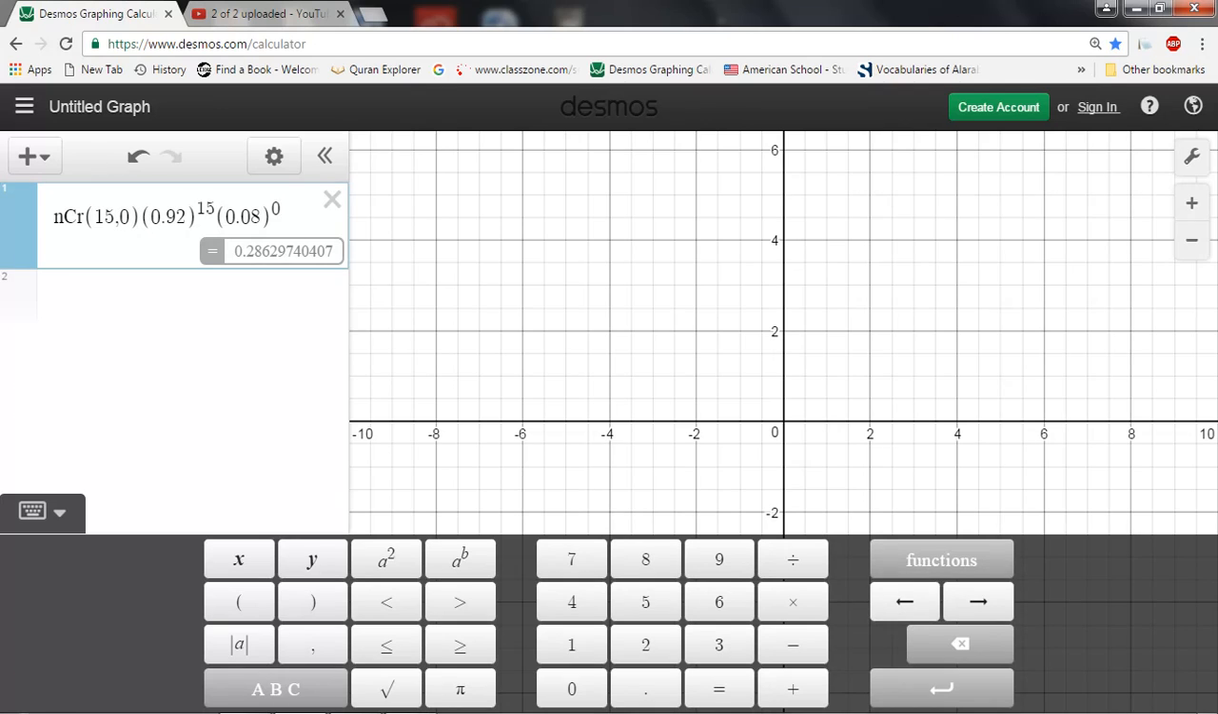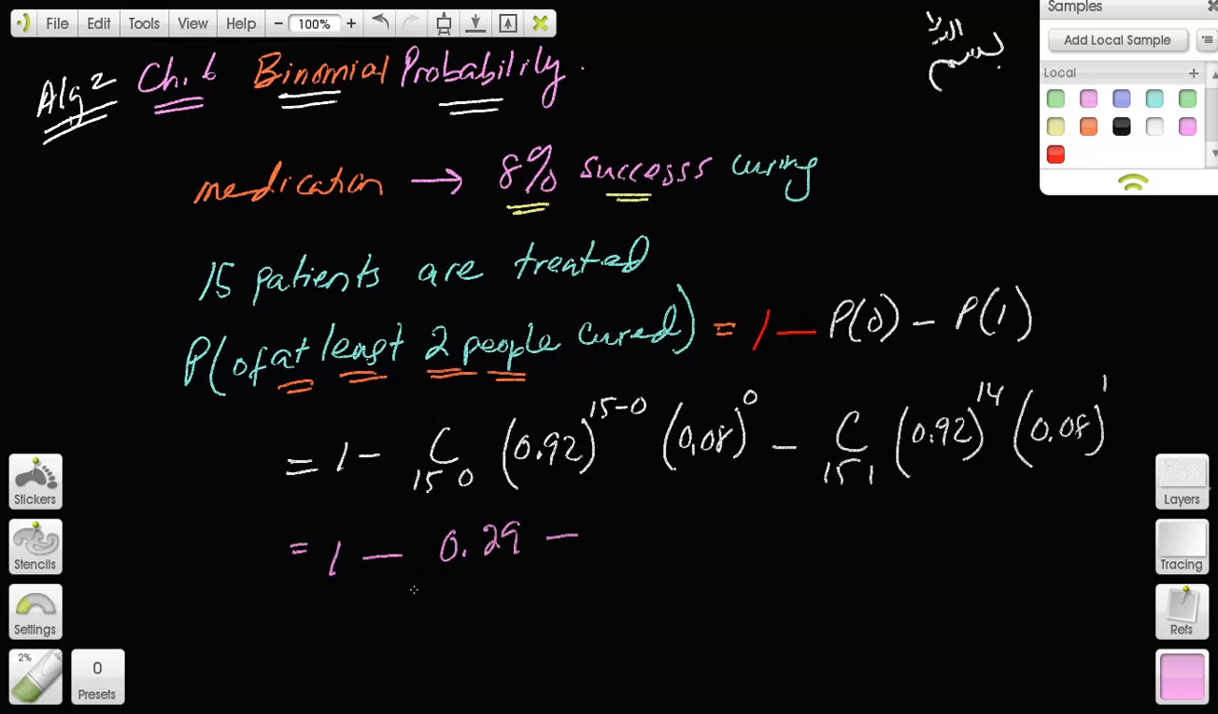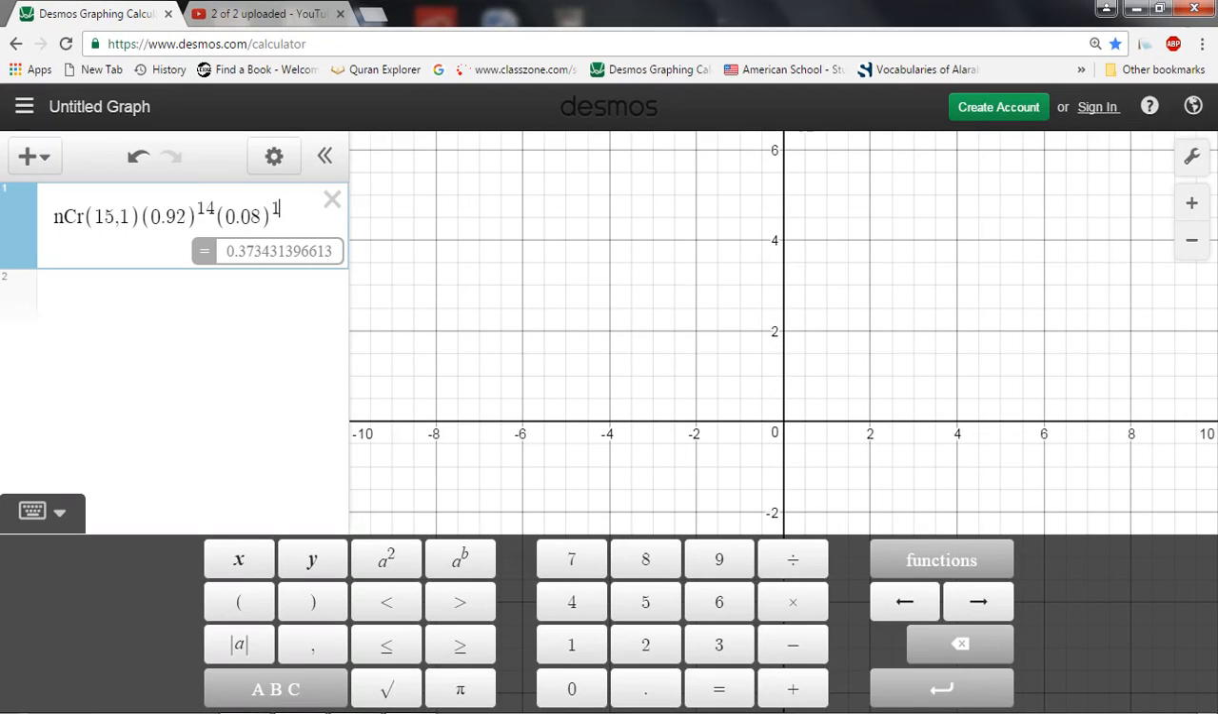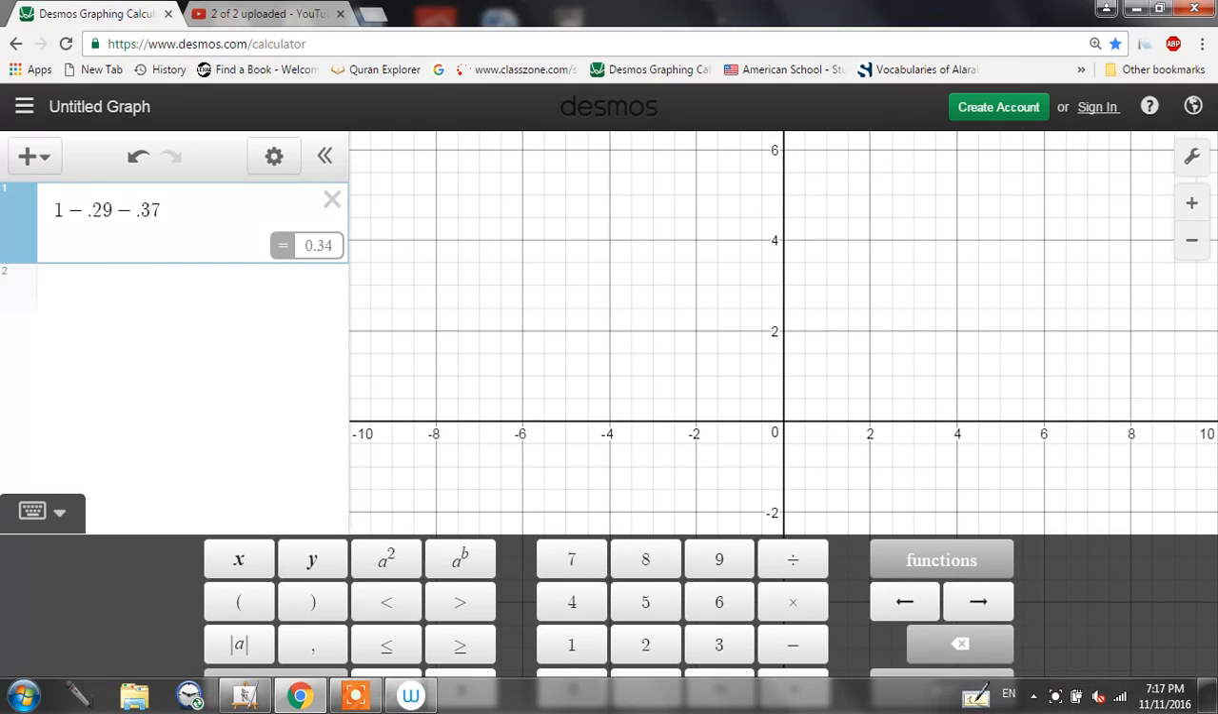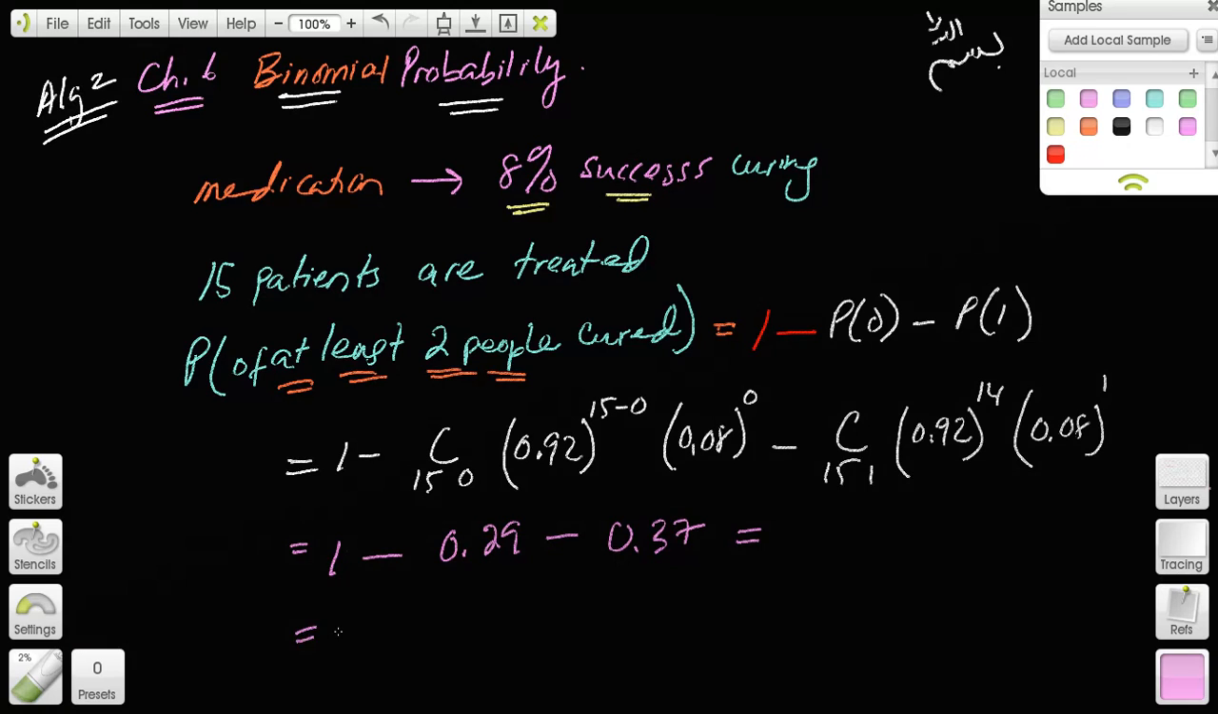So that's 15 choose 1 person success. This is going to be to the 14, and that's going to be to the 1. And that's 0.37. Okay, so now we do the math. 1 minus 0.29 minus 0.37 is 0.34. I just rounded it up over here.